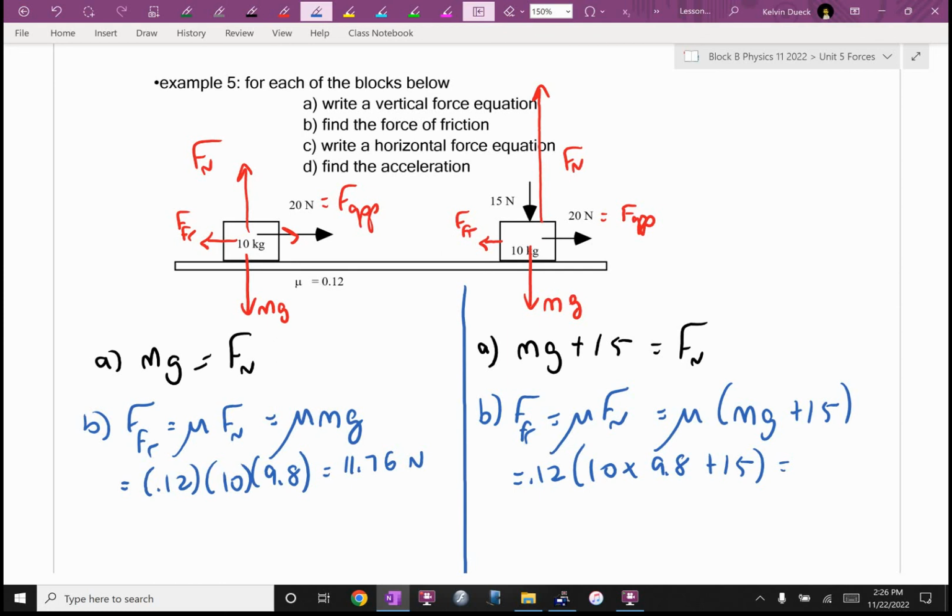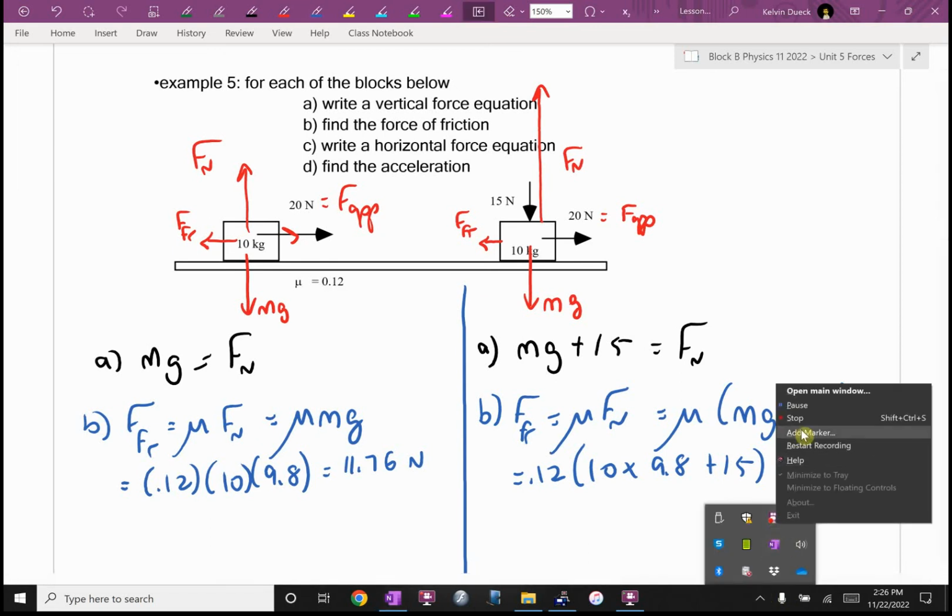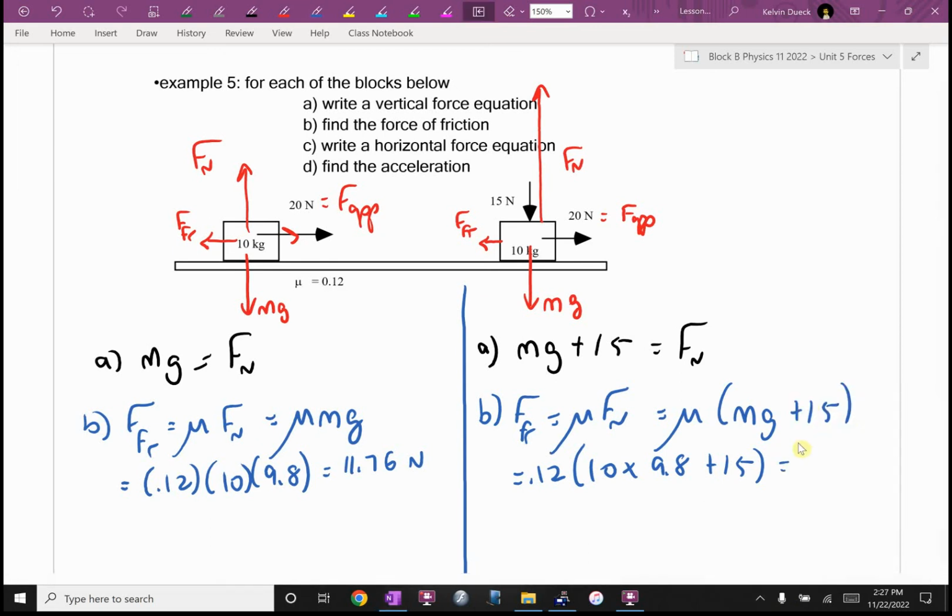Sure, I can. It's going to be 11.3 plus 2.26. 11.3, 13.3, 13.56, I think. Carry the one right. Am I right? Is it 13.56? Now, if you didn't get that, don't clear your calculator. 0.56, and that's also newtons. Cool.